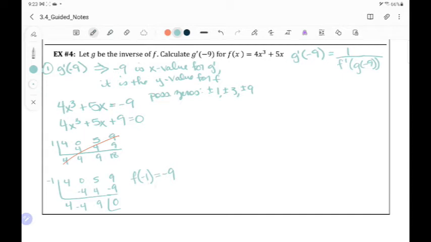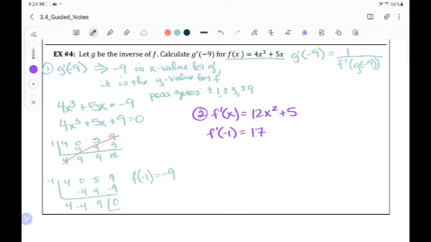Now that I know that f of negative 1 equals negative 9, I can use the original function and the fact that their slopes are reciprocals. If I can find f prime of negative 1, then I would have my answer, right? So let's look at this. Number 2 is going to be, take f prime of x, just take the derivative. 4x cubed is going to be 12x squared. The derivative of 5x is just going to be 5. Now, if I do f prime of negative 1, negative 1 squared is just 1 times 12 plus 5 is 17. So f prime of negative 1 equals 17.